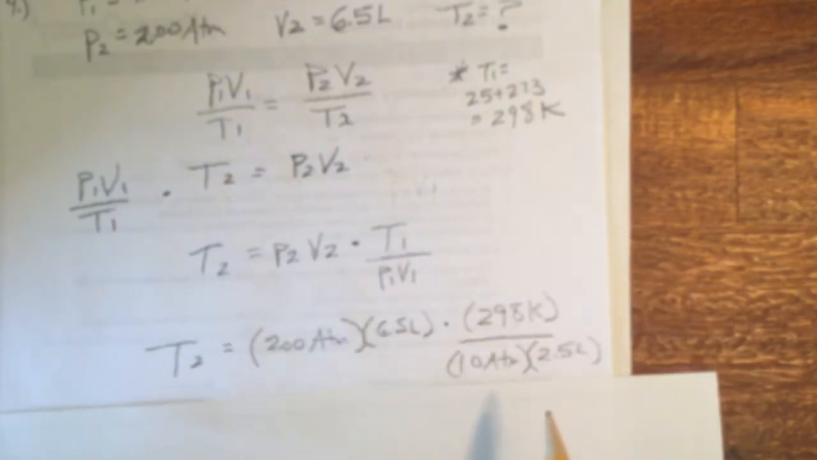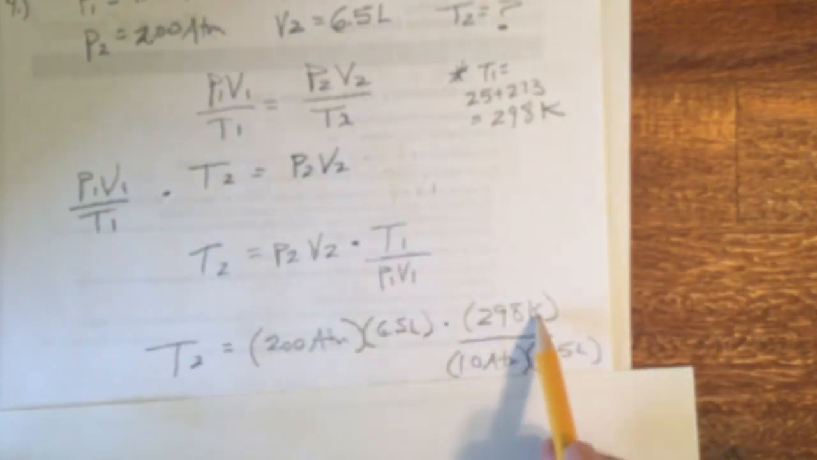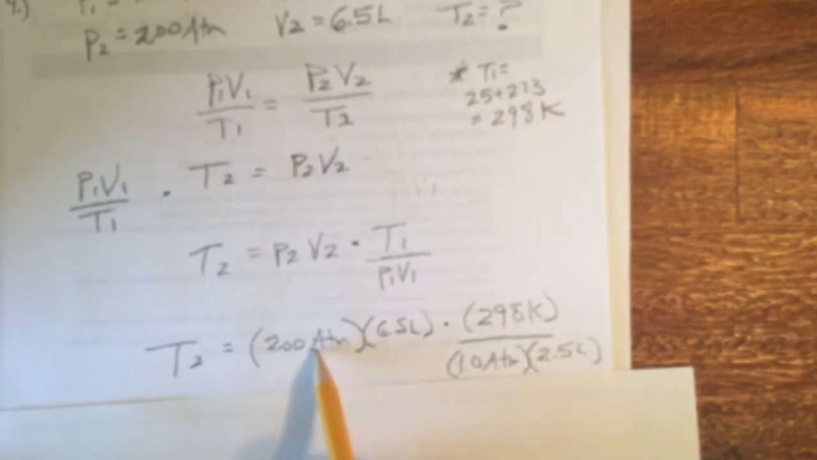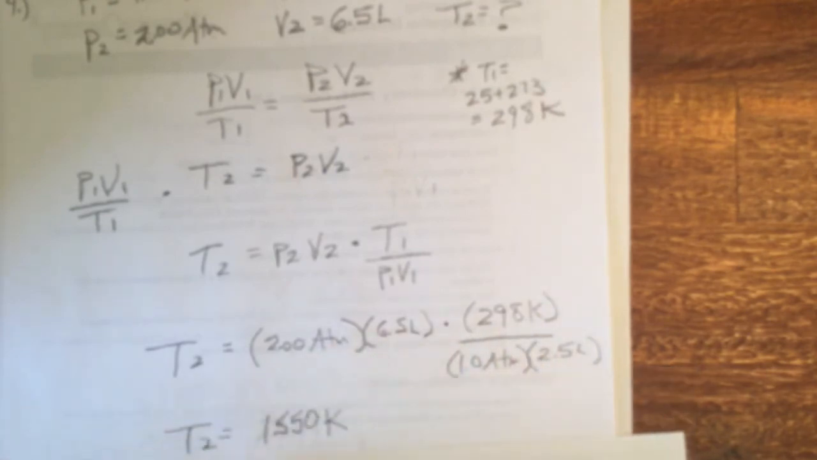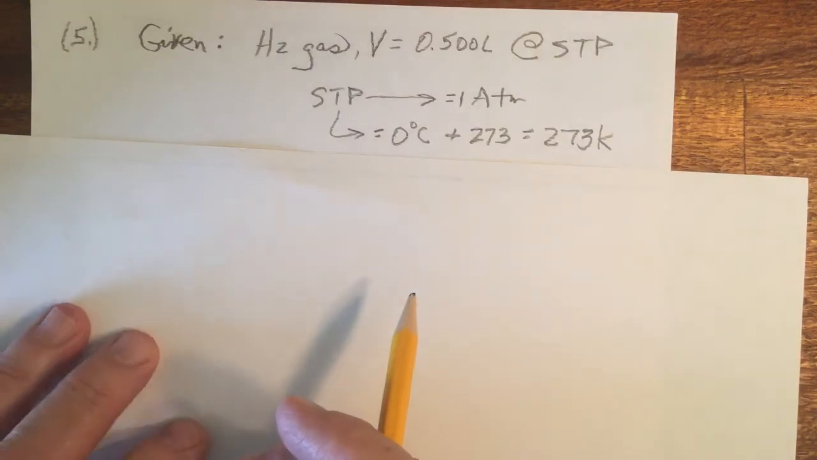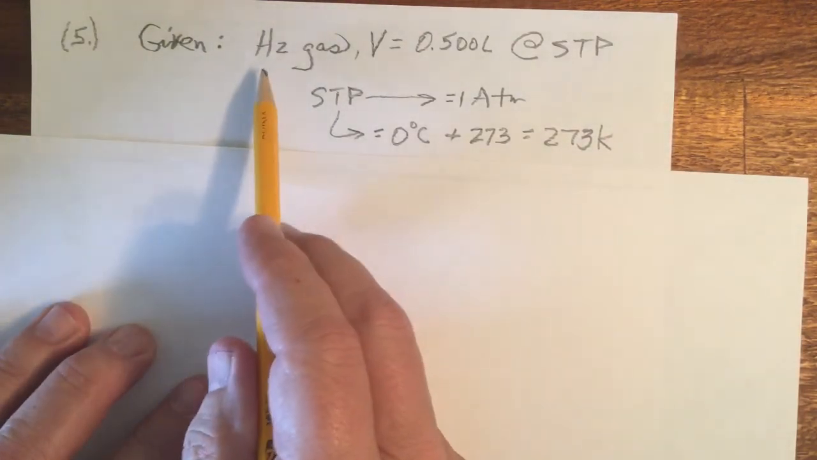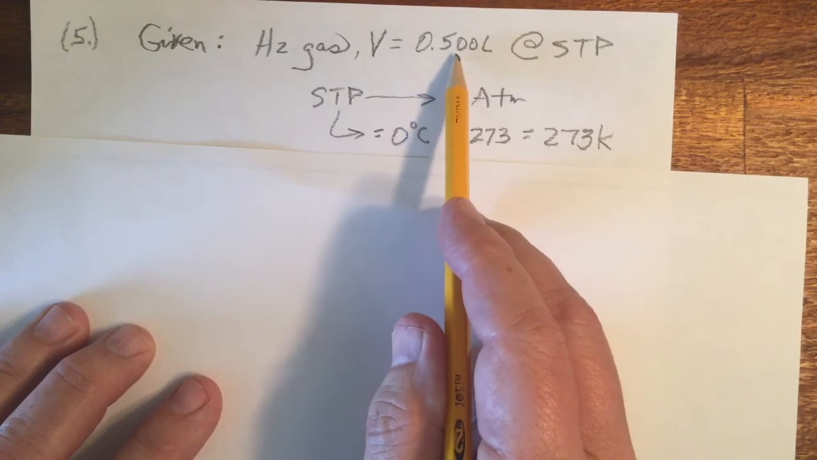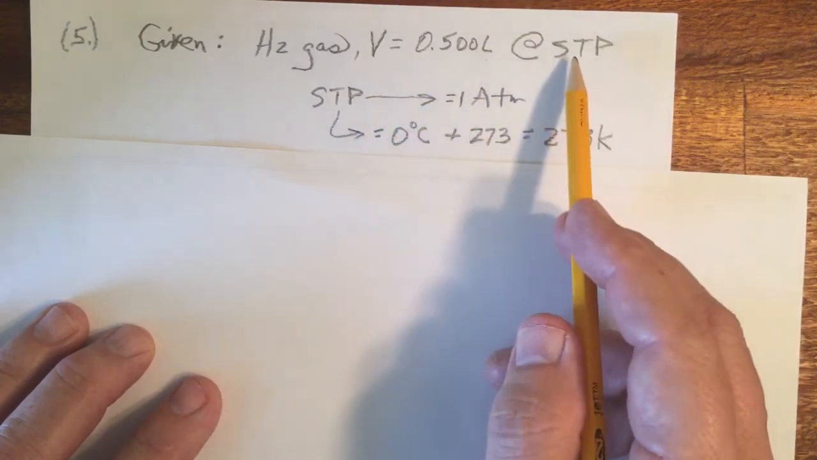Now we plug in all the variables. We've gotten temperature converted to Kelvin like it should be. And you get T2 is equal to 1,550 Kelvin. Let's look at this final problem. I have a hydrogen gas with a volume of 0.500 liters at STP.